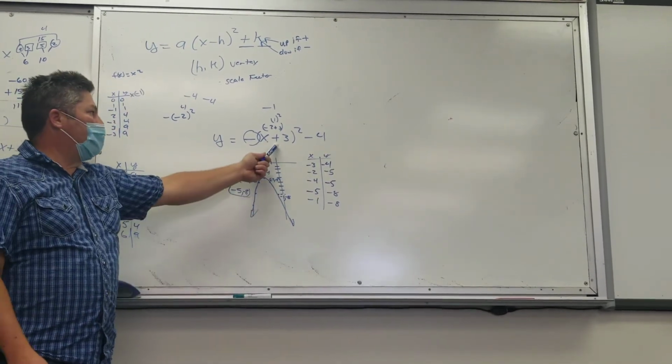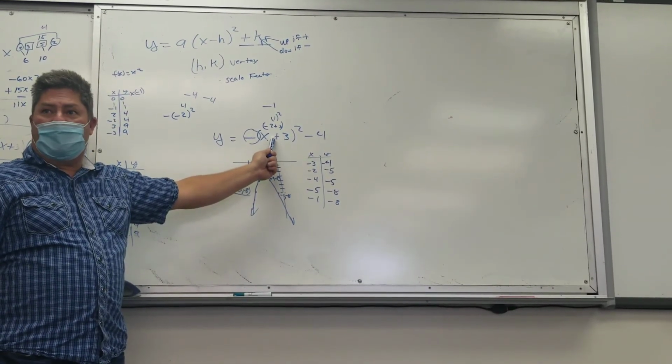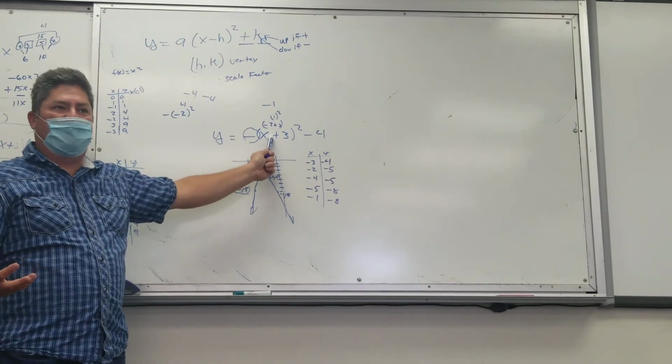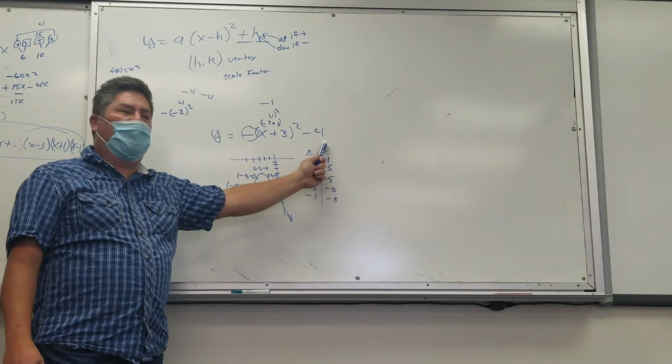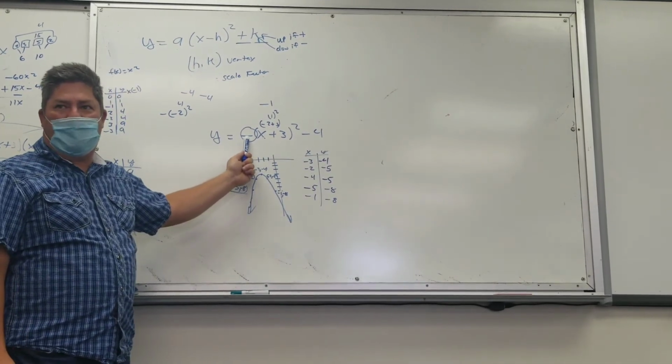Okay? This represents the opposite direction, right? Because it's the value of x that would cause it to be 0. This represents the up and down. Okay? This represents the scale factor.